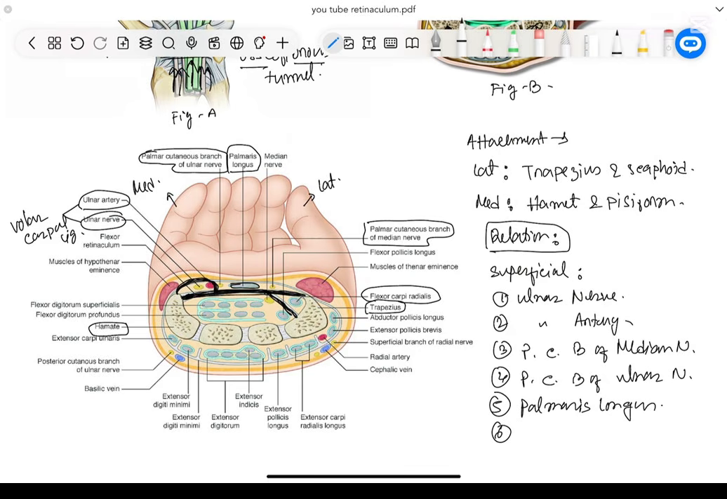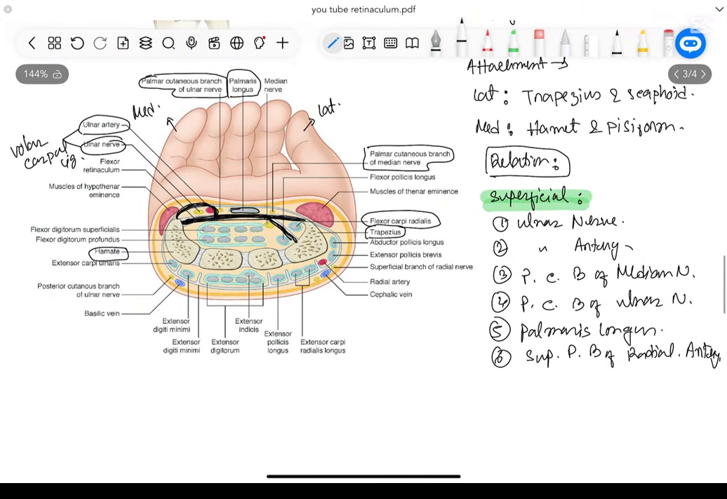There is one more structure also passing, that is the superficial palmar branch of radial artery. So these are the superficial relations, or what structures are passing above the carpal tunnel.